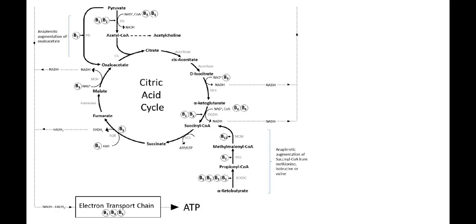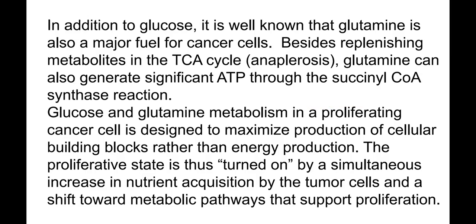Okay, here the citric acid cycle is presented. As you see, like glycolysis, it also includes 10 steps. Here also a lot of steps, a lot of enzymes are involved to do the job. Also, as I said, some amino acids can be used, like glutamine. Glutamine is a major fuel for cancer cells.